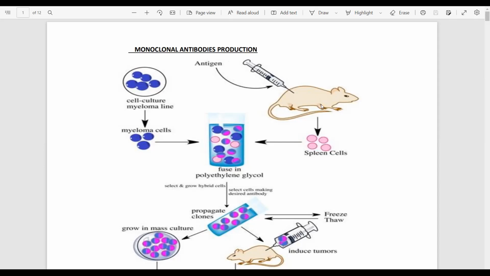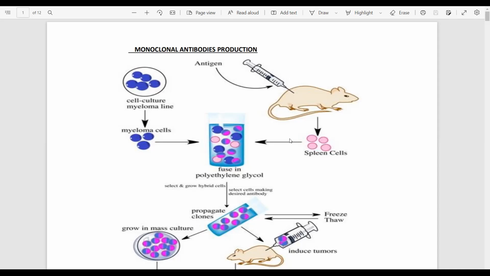And we would eventually take cells from the spleen of the mouse, because we are hoping that with time, the mouse would have created antibodies against the antigen that we injected. We also at the same time get a culture of cancer cells, myeloma cells. Myeloma cells are cancerous B cells. So what we do now, they love to divide.